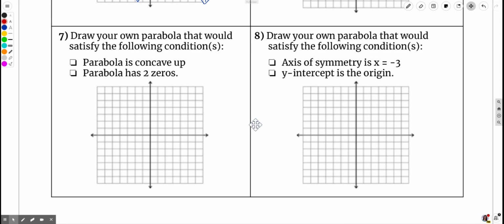And in number 7, a parabola has to be concave up and it has to have 2 zeros. You have lots of different options. I'm just going to draw something like this. It is concave up and we cross our x-axis at 2 different places.